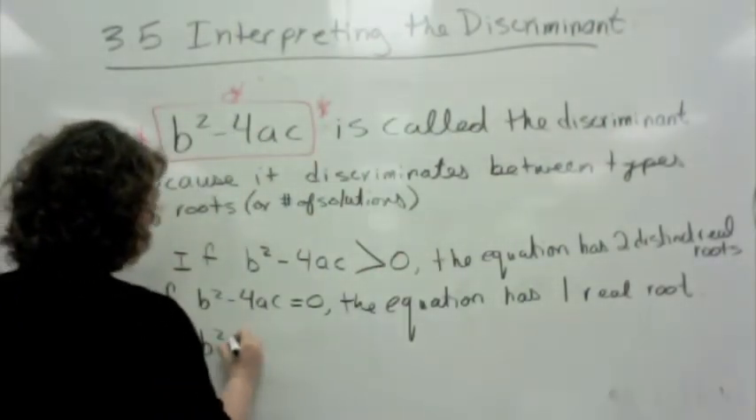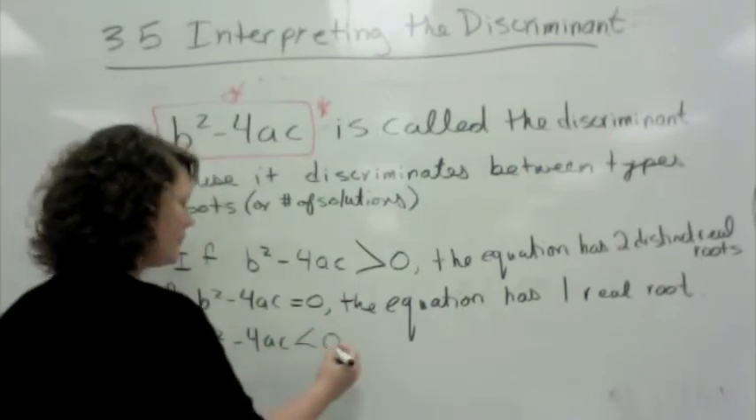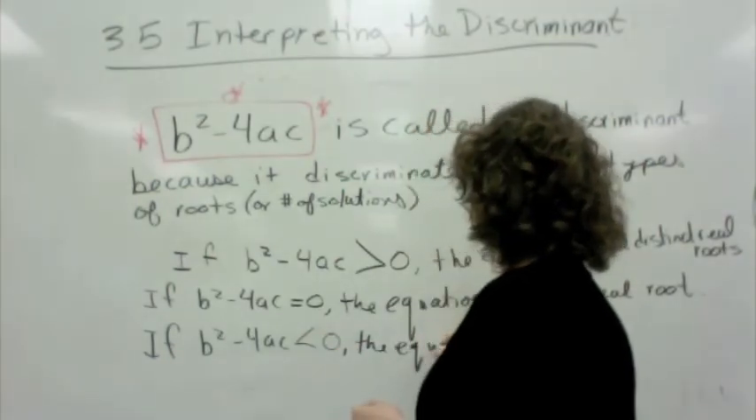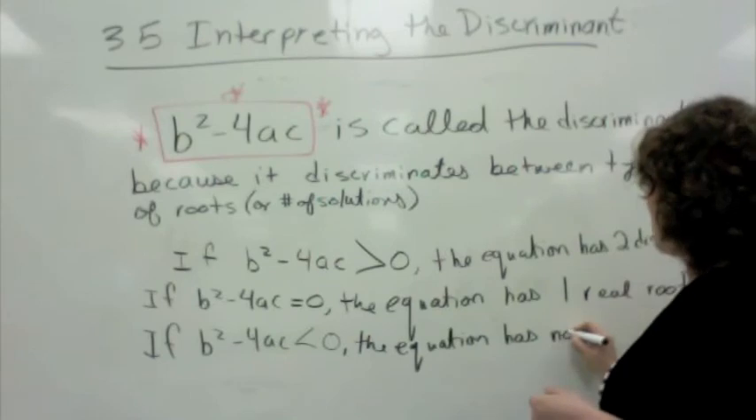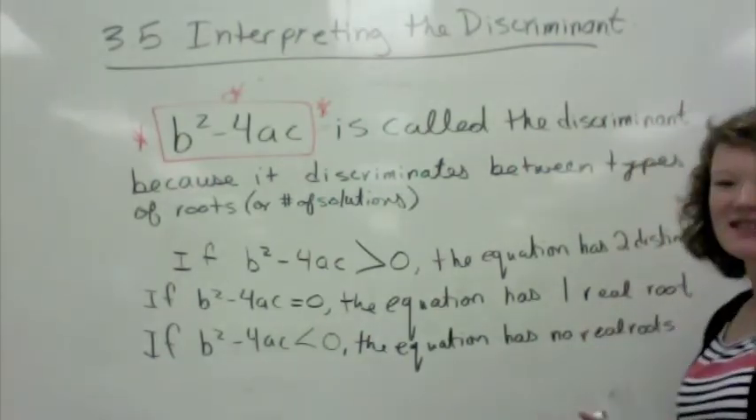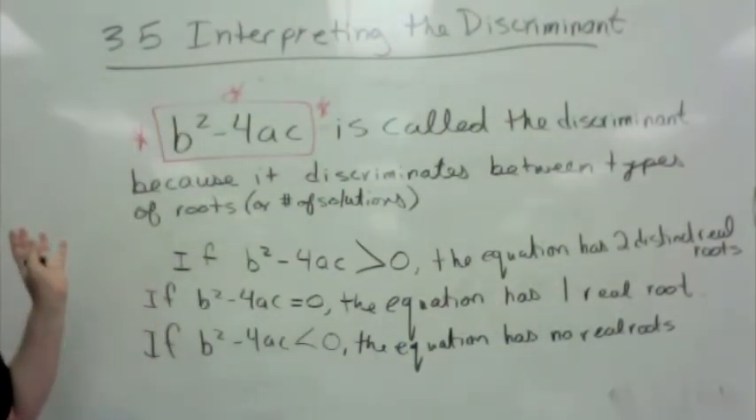If b squared minus 4ac is less than 0, the equation has no real roots. That means the equation is not solvable. So I'm going to give you some time here so you can pause, so you can fiercely copy this down.